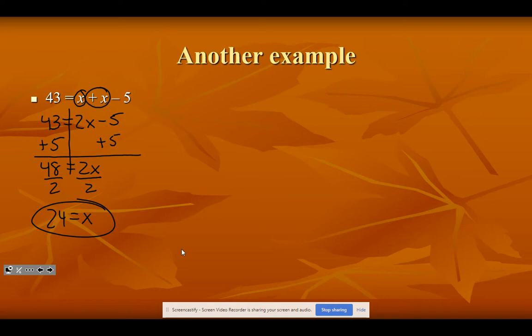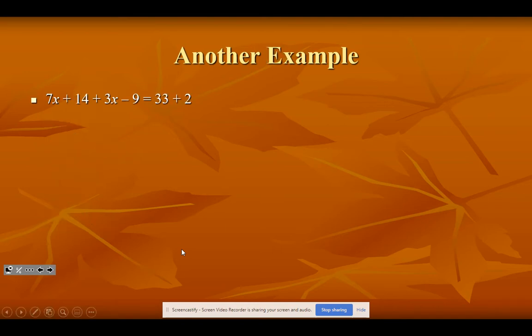Notice that there's no difference when you have the variable on the right side and when you have the variable on the left side. At this point, you absolutely should be checking your work. And we have that last example here. Pause the video at this point to give yourself a chance to try this one on your own.